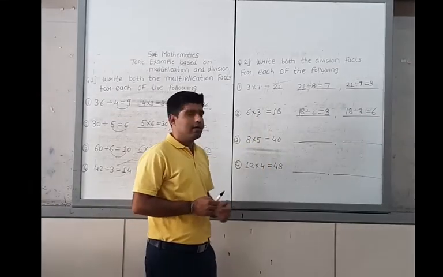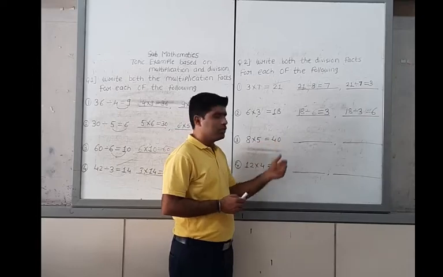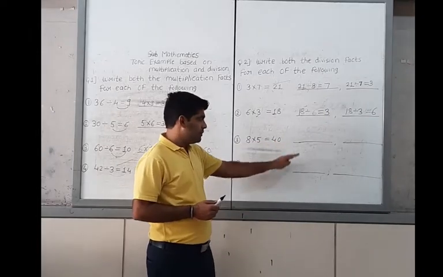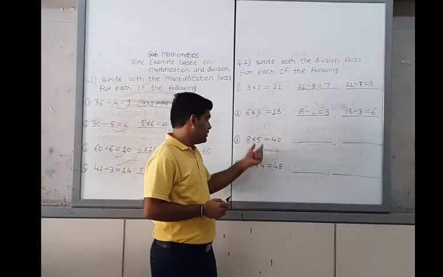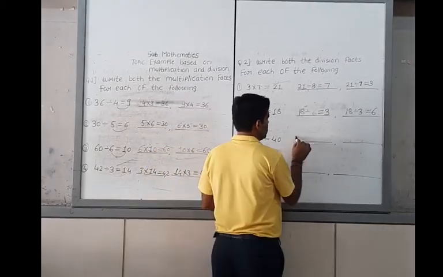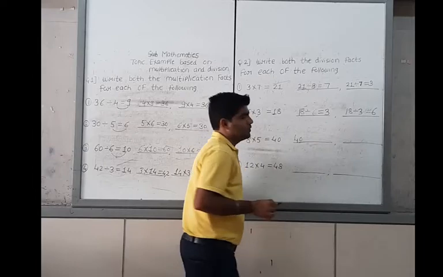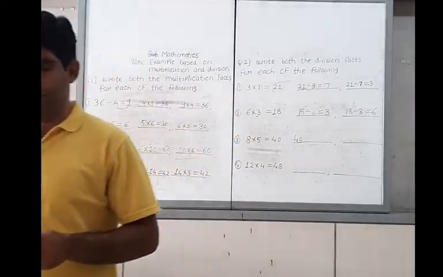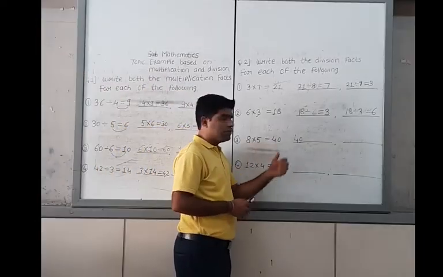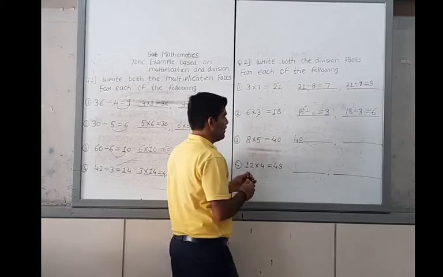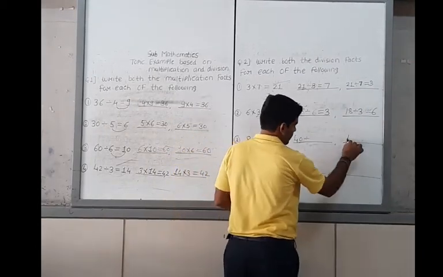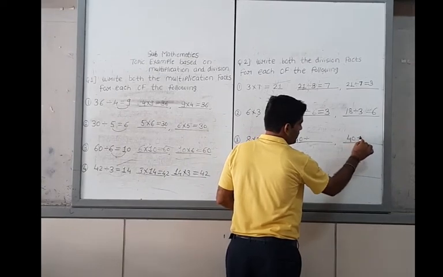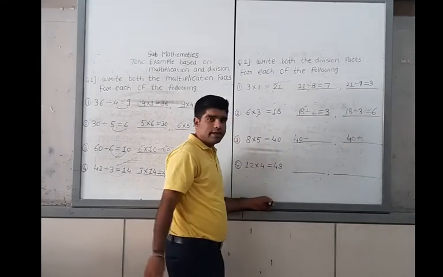Next example, here will be 8 multiplied by 5 is equal to 40. Same, we have to write it in the form of the division fact. Now see, this is our 40, multiplied by 5 is equal to 40. Now we have to divide it by 40. Use the simple division method.